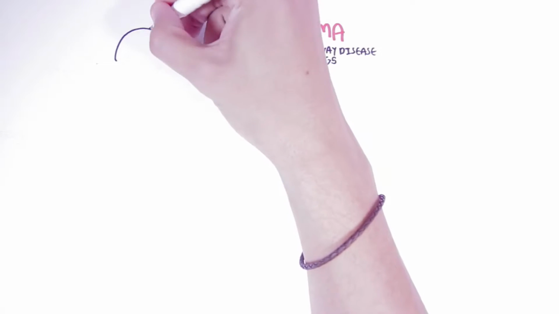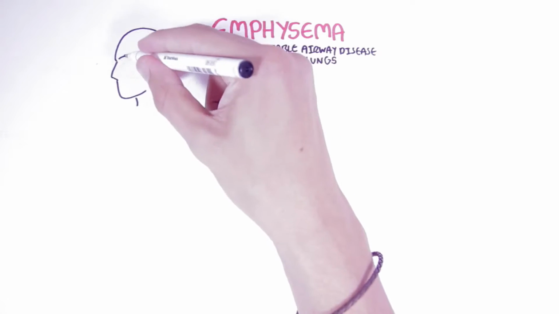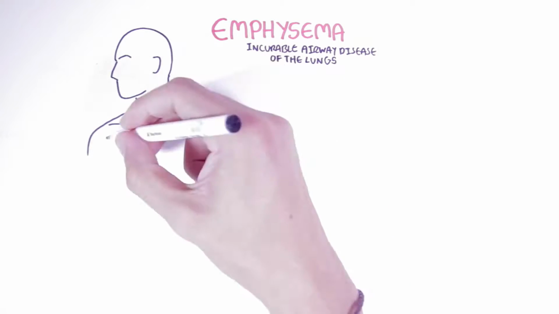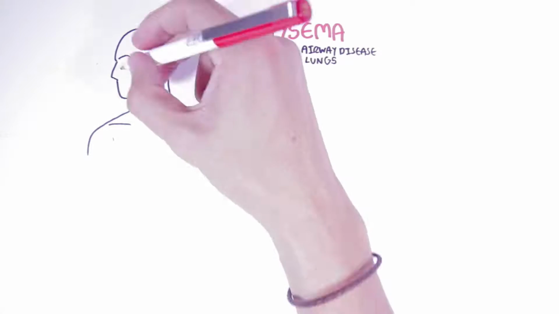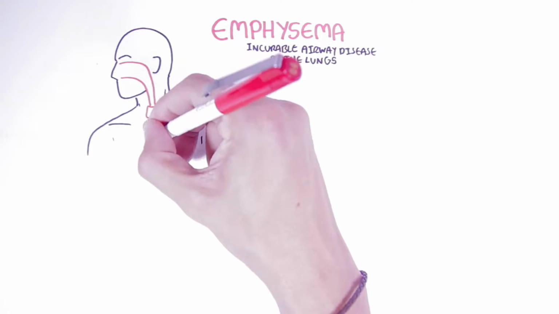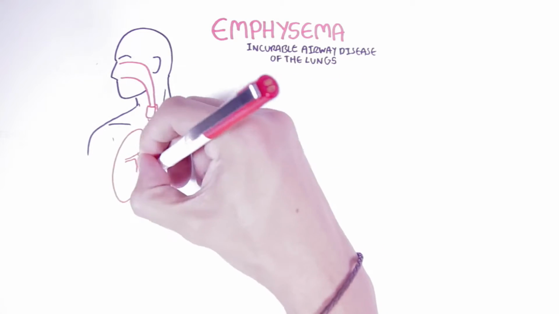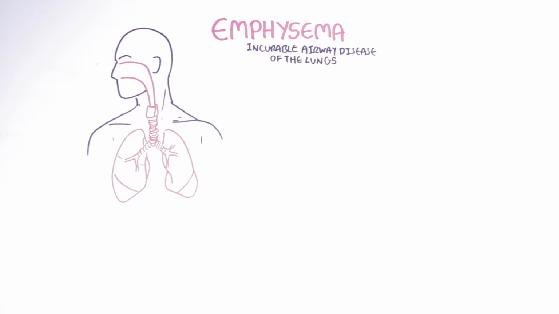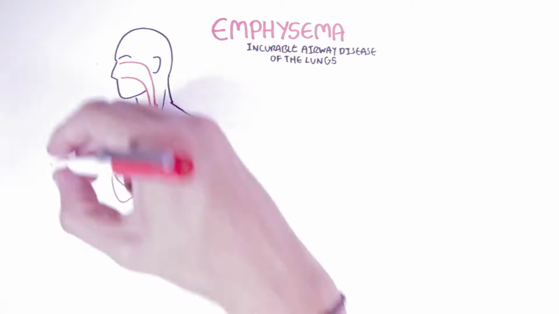To understand this disease, we must first review the respiratory system to get a better understanding about what this disease is all about. The respiratory system consists of anatomical structures involved in ventilation and gas exchange. It allows us to breathe oxygen in and exhale carbon dioxide out. Let's look at this in a bit more detail.